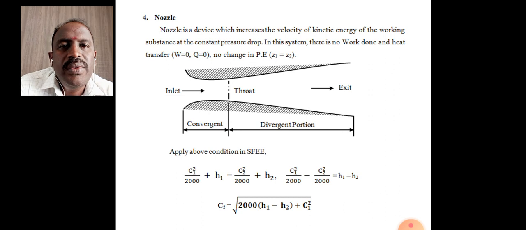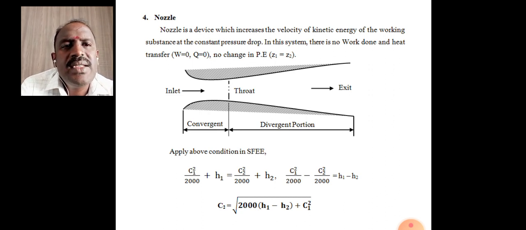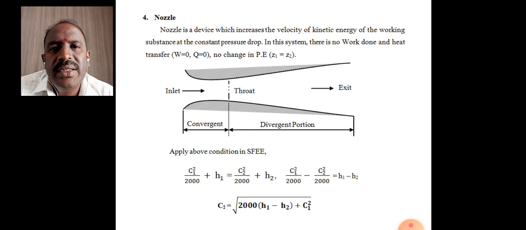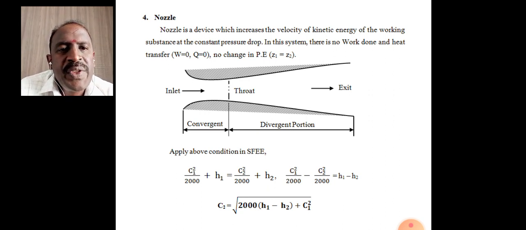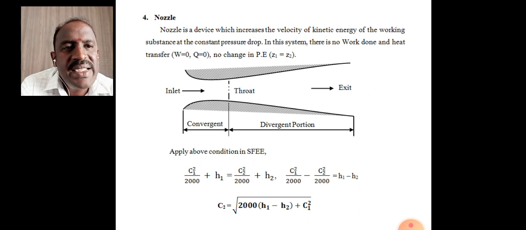The next one will be the nozzle. The nozzle is a device which will increase the velocity, that is the kinetic energy, of the working medium. The nozzle is normally classified into three types: one is convergent, next one is divergent, and next one is convergent-divergent. In this case, we are going to calculate the exit velocity.